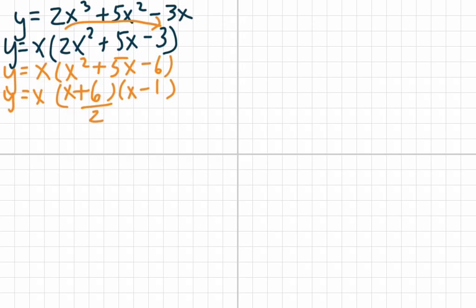Don't forget that you are supposed to slide and divide. So this would be x plus 3, and then we'll slide the 2 back over there and get 2x minus 1. Okay, so now we need to figure out what our zeros are.